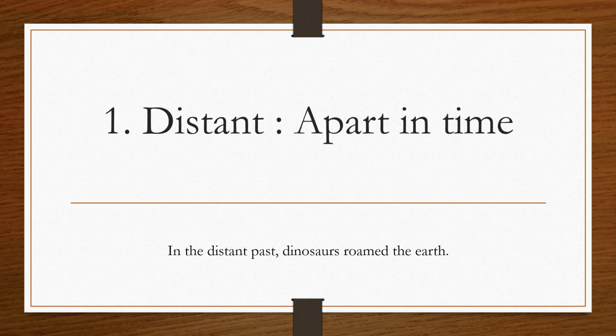Today's first term is distant, means apart in time, गुजरे हुए वक्त में, दूर से, बहुत दूर दराज, फासले पर होना. ठीक है, एक वक्त की बात है, once upon a time, इस सेंस में. In the distant past, dinosaurs roamed the earth.